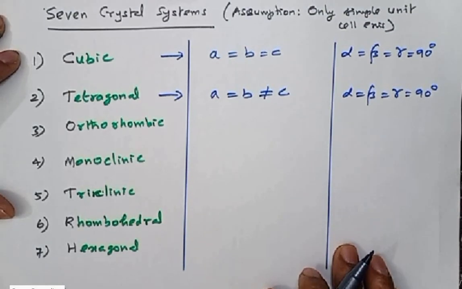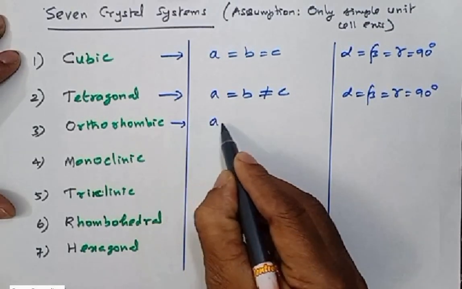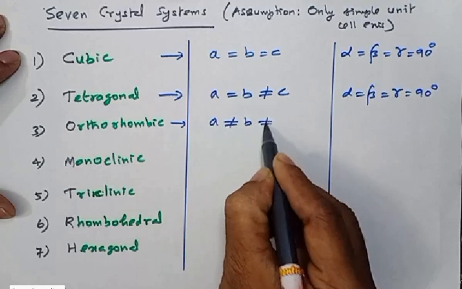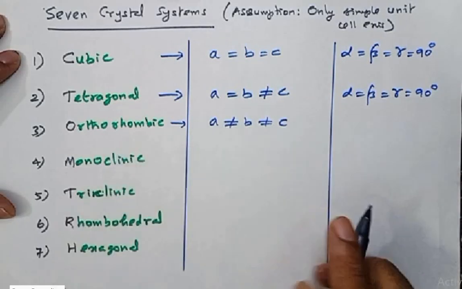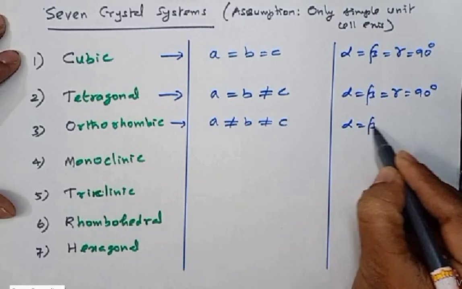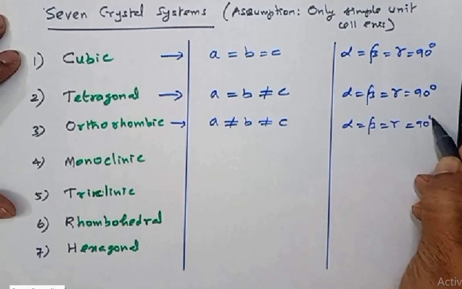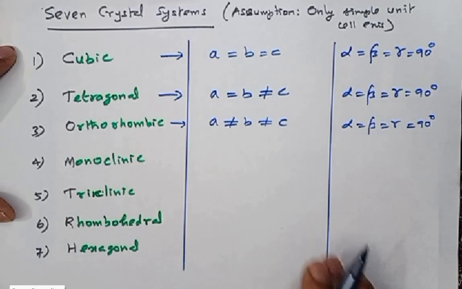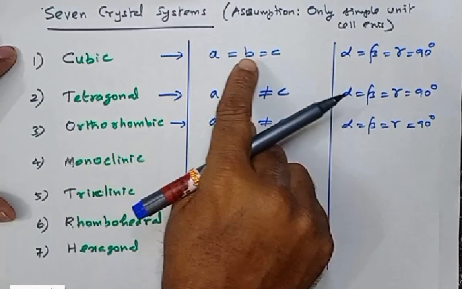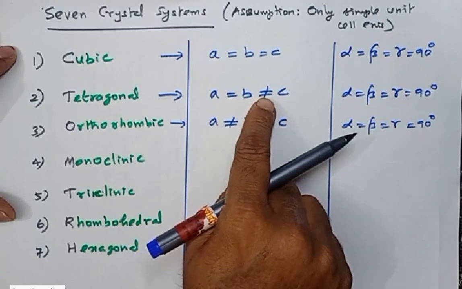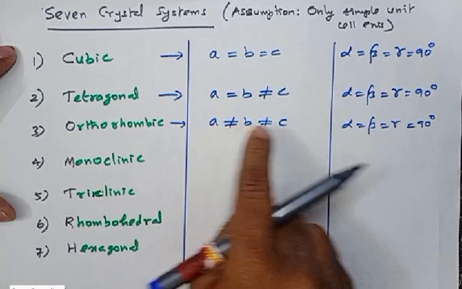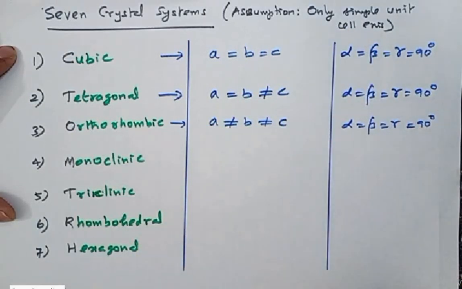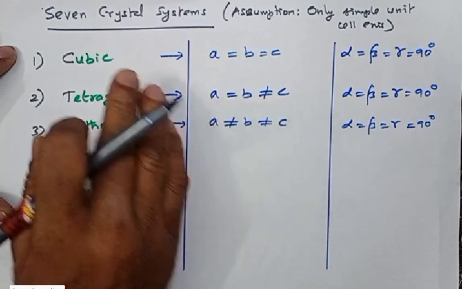Then what is orthorhombic? In orthorhombic, A not equal to B not equal to C. All the 3 lengths are not equal, but the angles are equal. Alpha, beta, gamma are equal, and it is equal to 90 degrees. This is orthorhombic. See the way that I am writing here. It's very simple. First, all are equal. Second, one length is not equal. Third, 2 lengths are not equal. Keeping the angles as such. That is why I have told you, remember in this order.